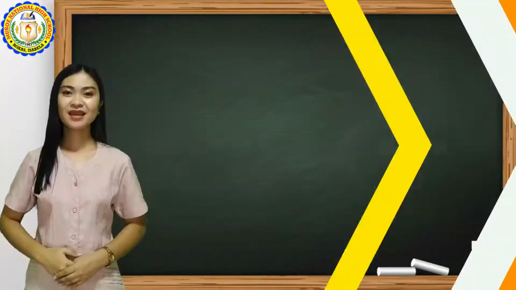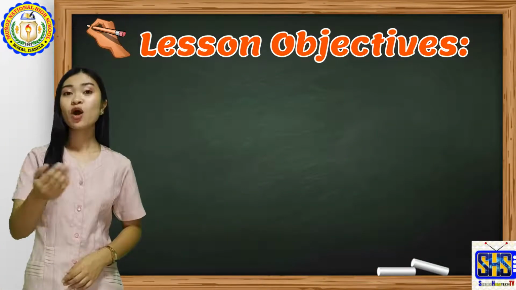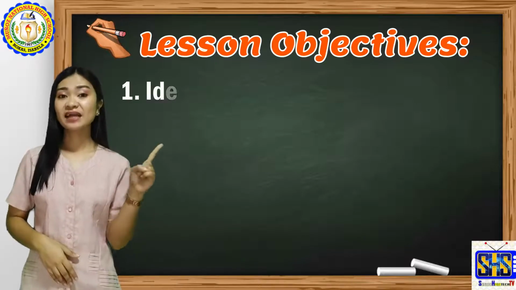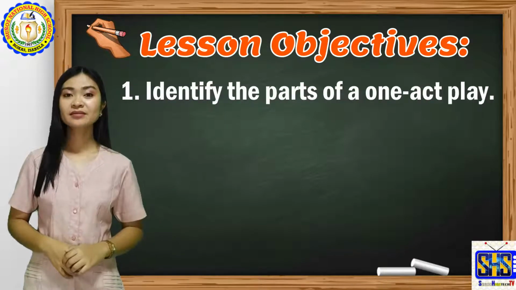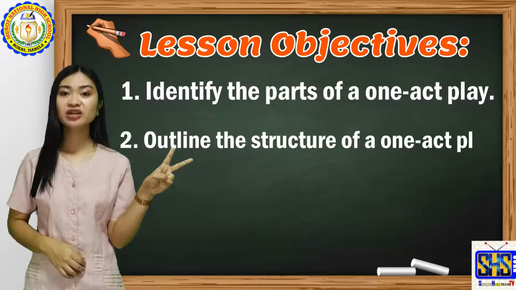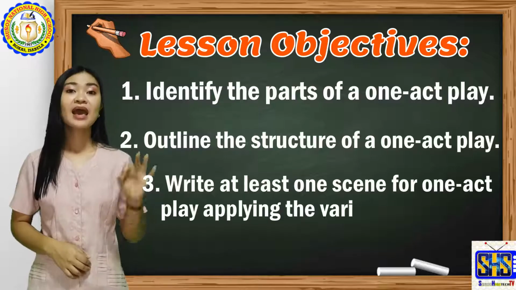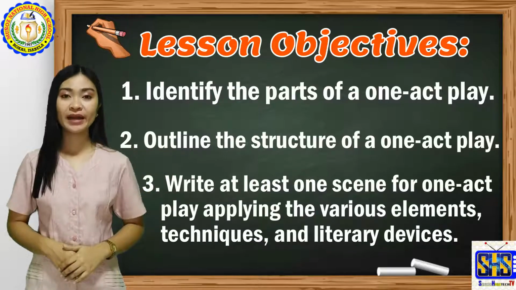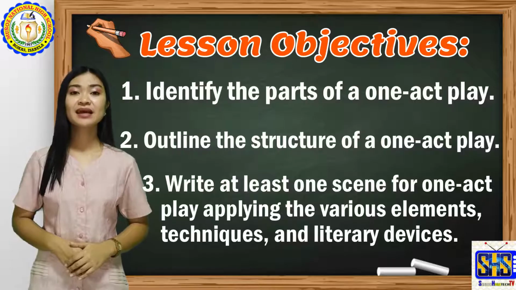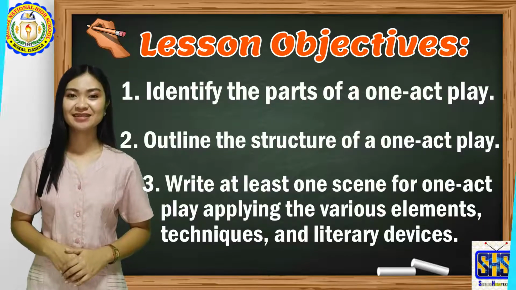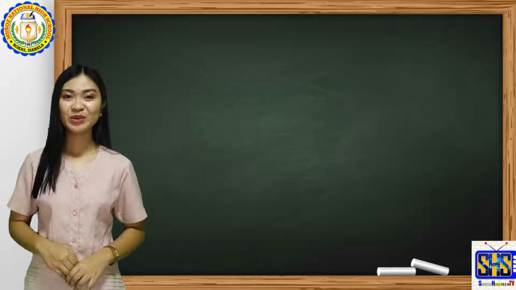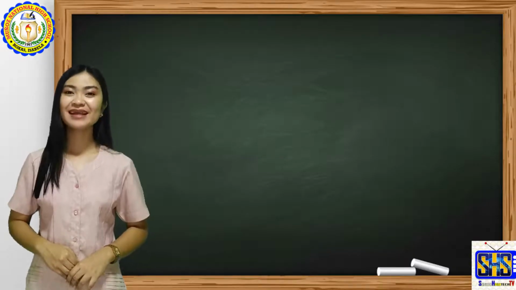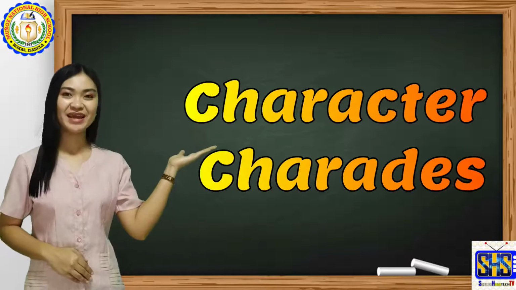I believe so. But before we move on to our new lesson for today, let me present to you our lesson objectives. At the end of the lesson, you are expected to identify the parts of a one-act play, outline the structure of a one-act play, and write at least one scene for a one-act play applying the various elements, techniques, and literary devices.